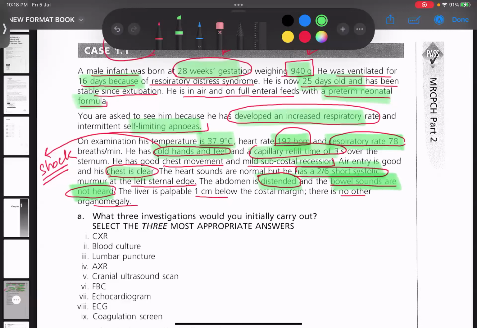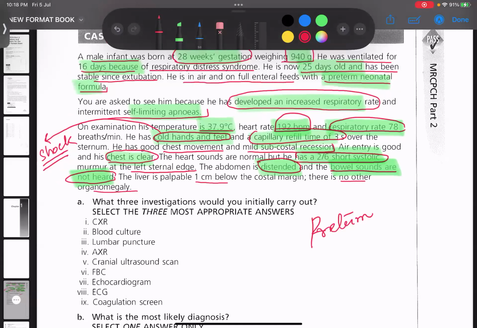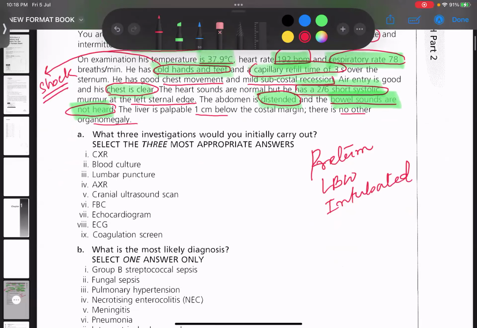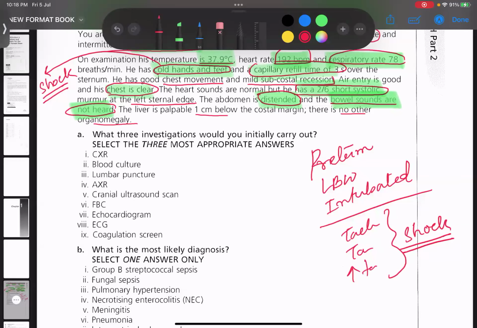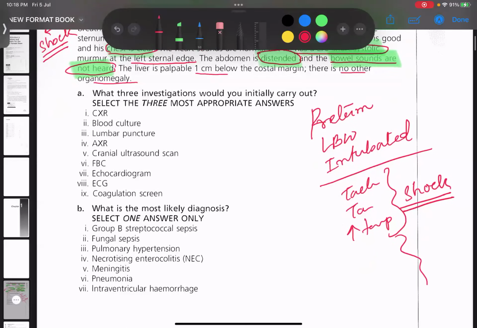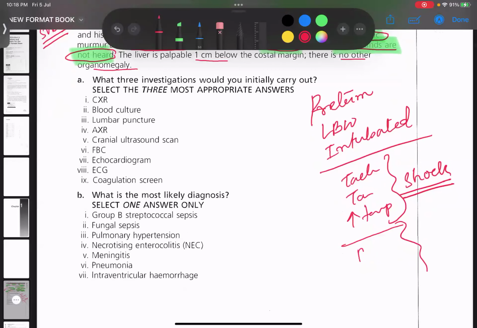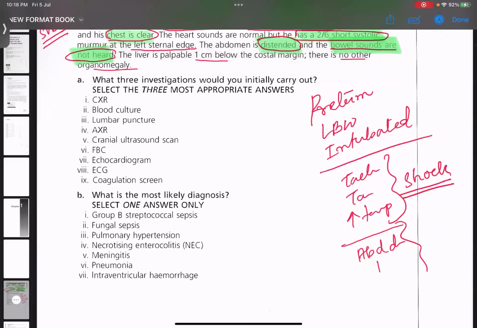So abdomen distended with bowel sounds not heard. And the liver is 1 centimeter, which is normal for a neonate. So again, a preterm, very low birth weight baby. He was intubated, that is, ventilated for about 16 days. Now he's fine, but now comes to us with tachycardia, tachypnea, and basically he's coming to us with shock. Along with that, we can see the capillary refill time is on the borderline. The temperature is slightly increased. And then there are some other findings, that is abdominal findings. Abdomen is distended, plus there is no bowel sound.